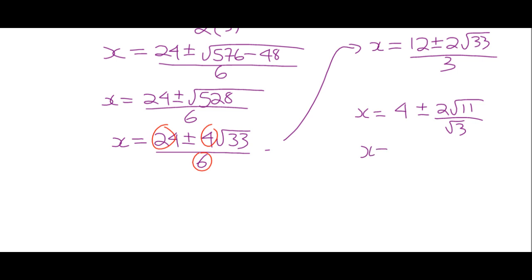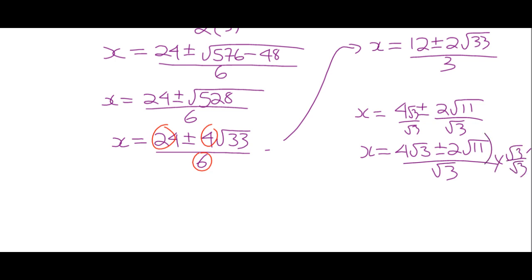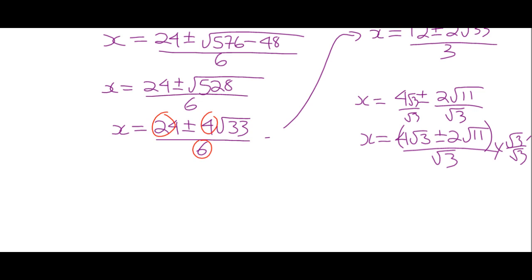We need a common denominator, so this will be 4 root 3 plus or minus 2 root 11 over root 3. So all I'm doing is just multiplying top and bottom by root 3. Are we good with that? Can't have root 3 on the bottom, so we're going to multiply by root 3 over root 3. Okay, now we have to do this by distributive law. So what's 4 times root 3, which is 4 times 3, which is 12.